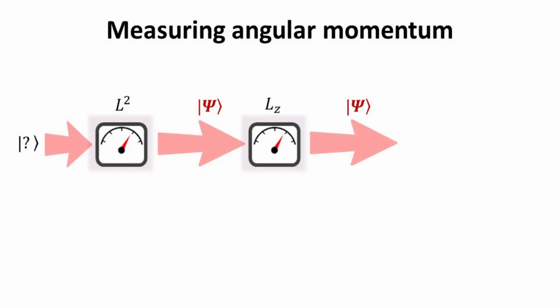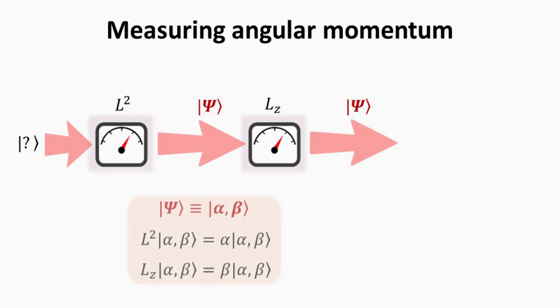Thus, one can devise a compatible measurement of L squared and one of the angular momentum components. It is common convention to designate the measured component to be Lz. Then there exists a quantum state that simultaneously diagonalizes these two observables, and we shall denote their eigenvalues as alpha and beta for now, but will determine their explicit expressions in the next chapter.